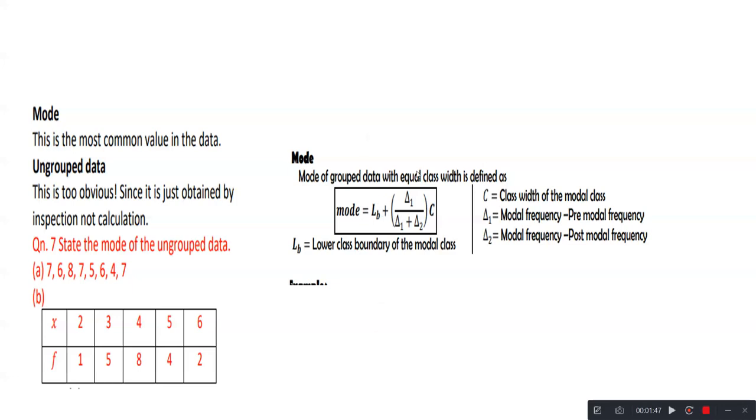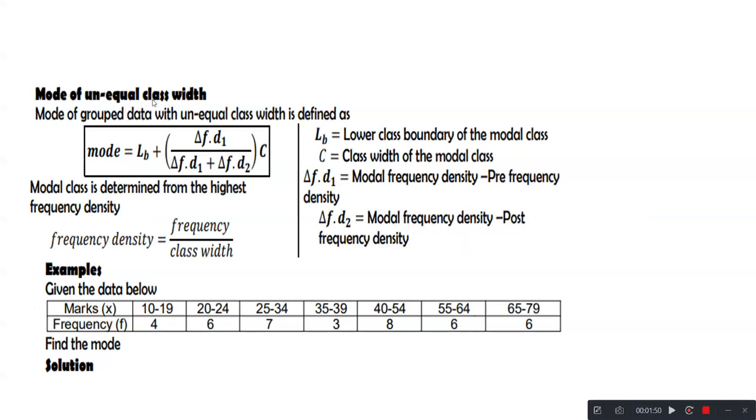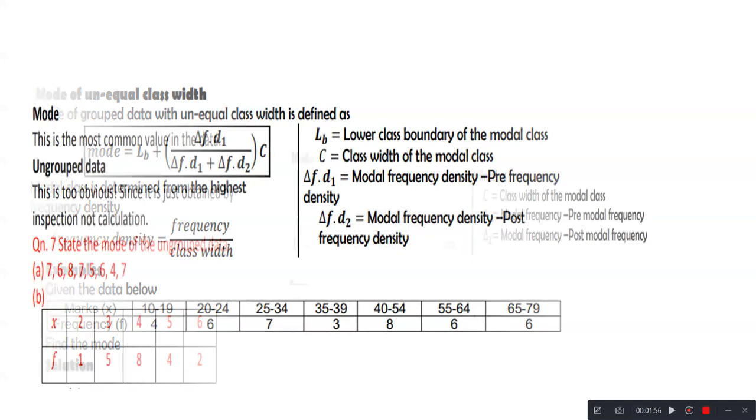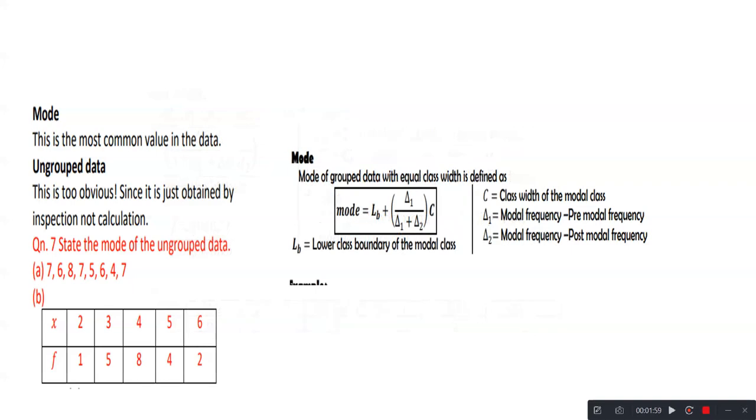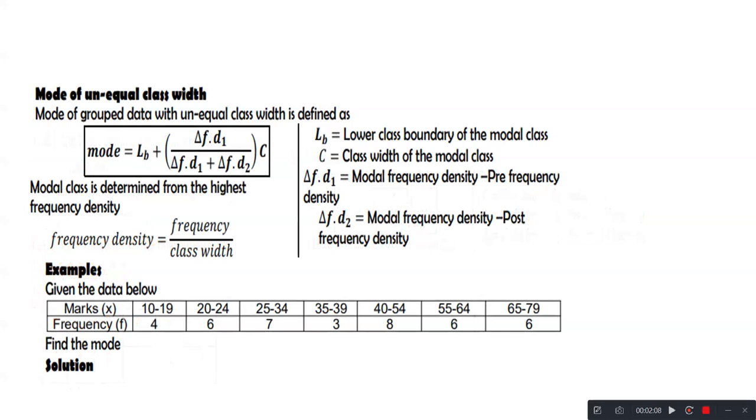So let us proceed and look at the mode of a distribution that has unequal class width. For equal width we have already seen the formula. But when we have unequal class width, this is the formula that we use. We are going to determine what we call the frequency density, and frequency density is frequency divided by class width. So the formula will be lower class boundary plus D1 divided by D1 plus D2, then times C.